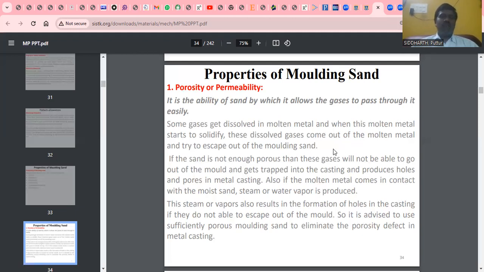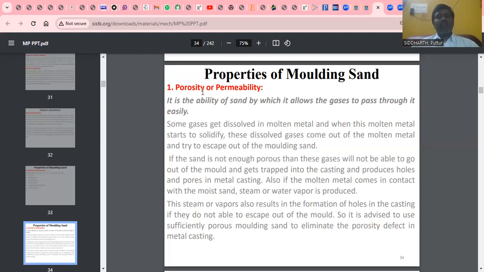Whatever gases are produced inside this mold cavity should not stay there. They should come out from the mold cavity. How are they going to come out? Through this porosity or permeability property. Porosity means the ability of the mold to allow the gases to pass through it. Whatever gases and fumes are generated during the casting process must come out through the walls of the mold, with the property of porosity or permeability.